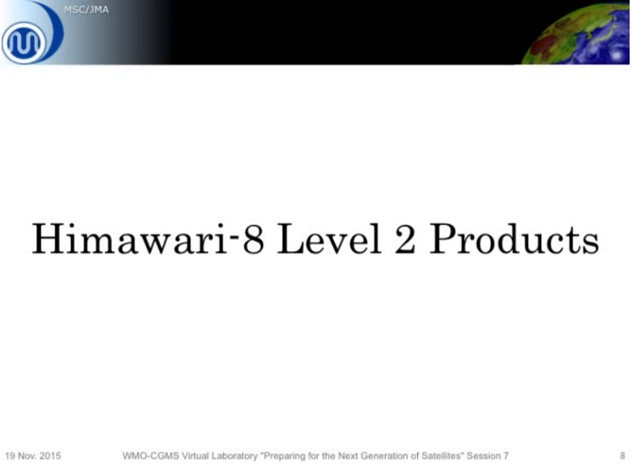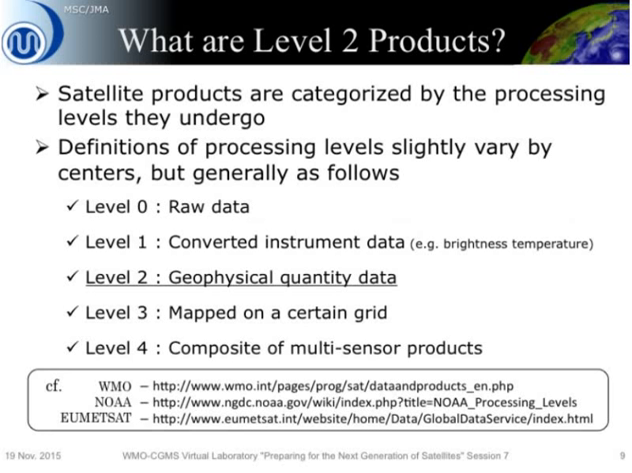Okay, let's go on to the next topic. Here, I'll introduce Level 2 products of Himawari-8. First of all, what are Level 2 products? Products derived from satellite observation data are categorized by the processing levels they undergo.